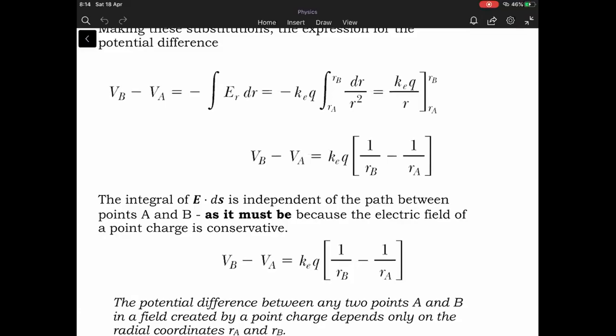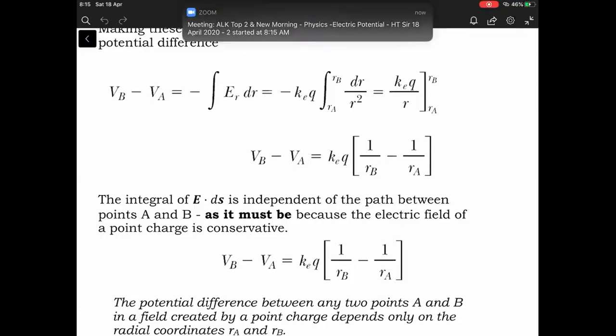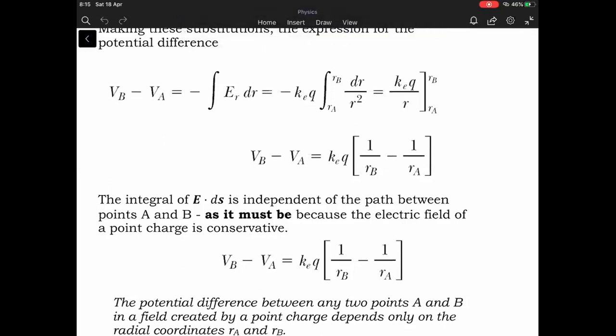For a point charge which is positive, the potential in its vicinity will always be positive, because if you keep any other point charge which is positive in that region of space, then it will be repelled. It will try to go away as far as possible from the source charge. So only at infinity will the potential be equal to 0.